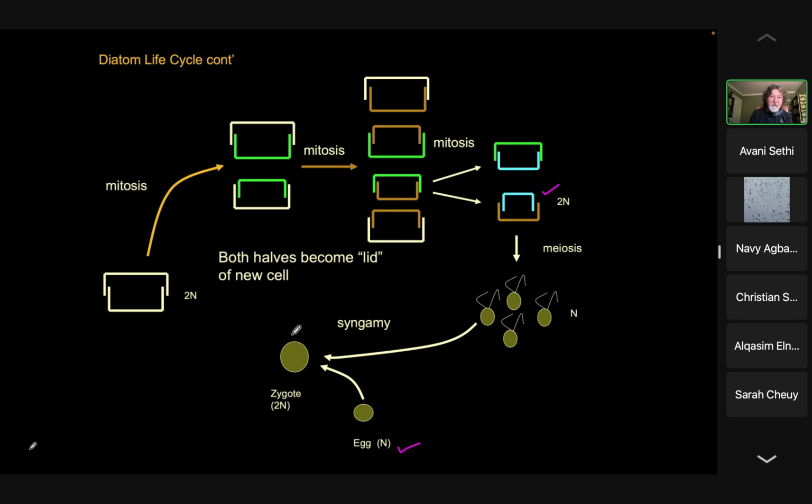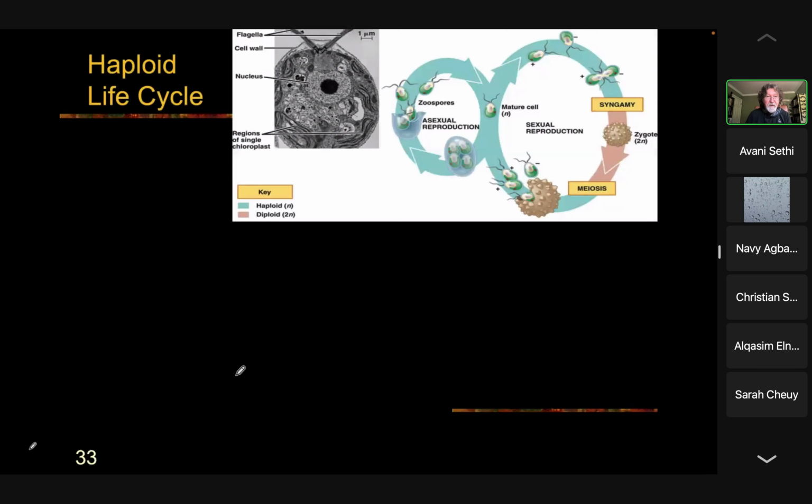And so when they fuse together, once again, the sperm cell and the egg cell are the only haploid stage in this group, it produces a zygote, which is now diploid, and that zygote will restore back to the original size. It'll secrete new cell walls eventually. So this is diatoms.